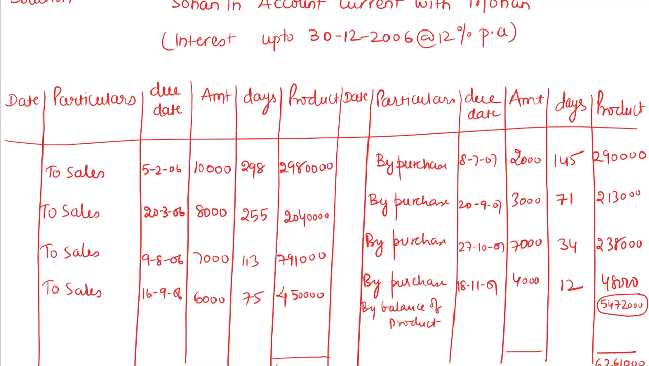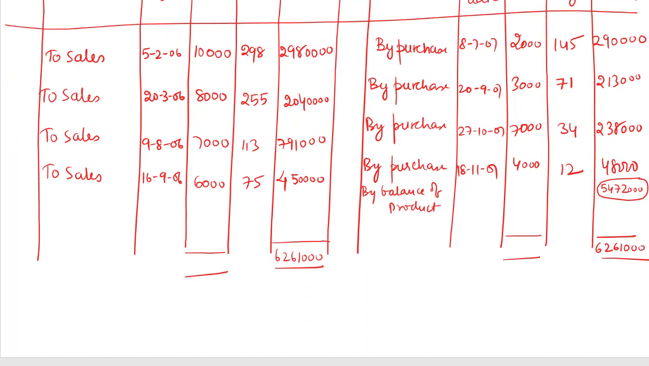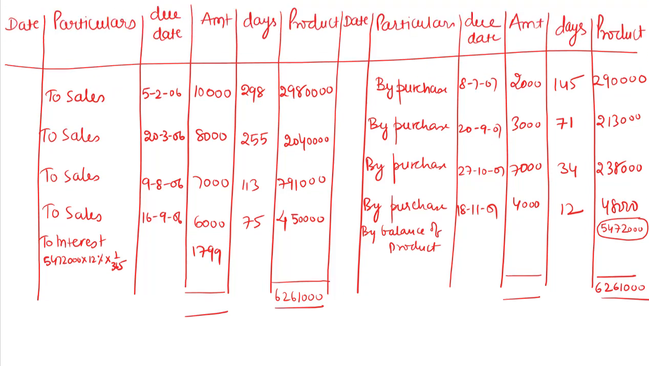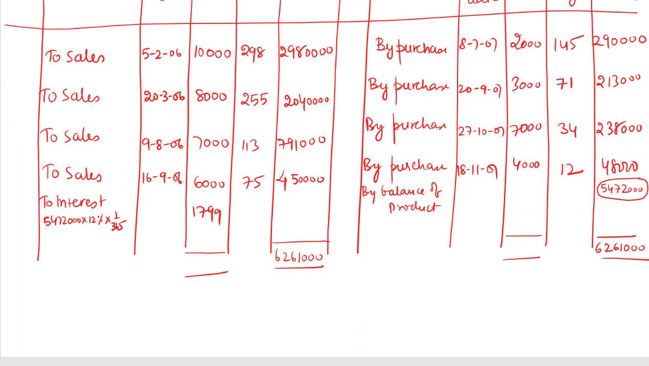Now amount, just calculate interest at the rate 12% for 1 day. Right, over here to interest, 5472000 multiplied by 12% multiplied by 1 upon 365 in the amount column, 1799.